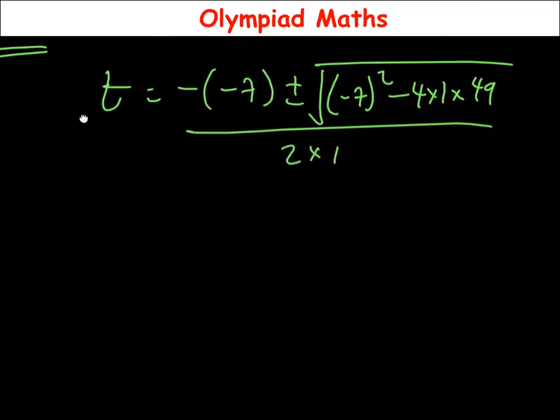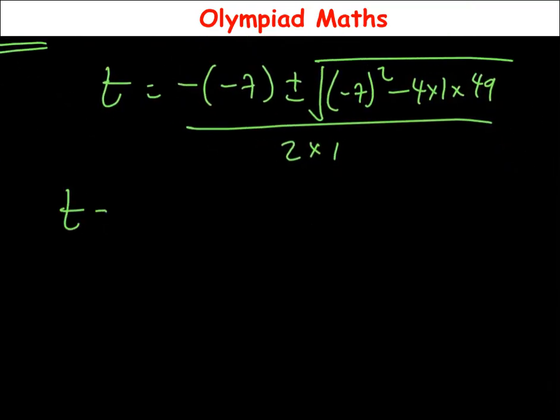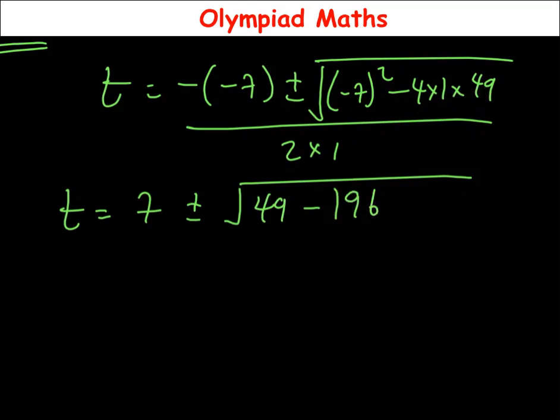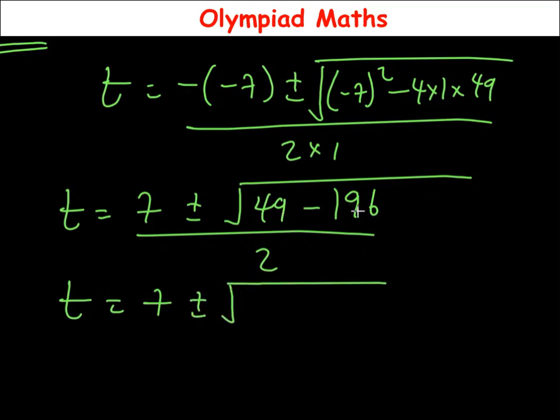So to then solve, t is equal to minus times minus 7 is plus 7, then plus or minus square root, minus 7 squared is 49, then minus 4 times 1 times 49 is 196, all over 2 times 1 is 2. So t is equal to 7 plus or minus root of 49 minus 196, which is minus 147, all over 2.